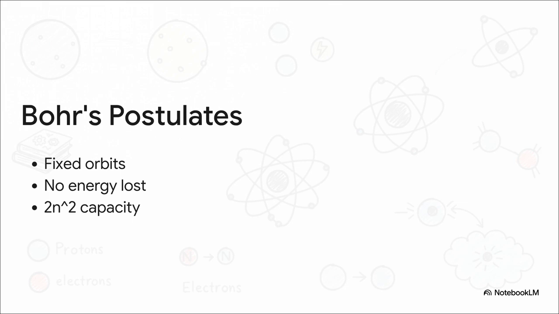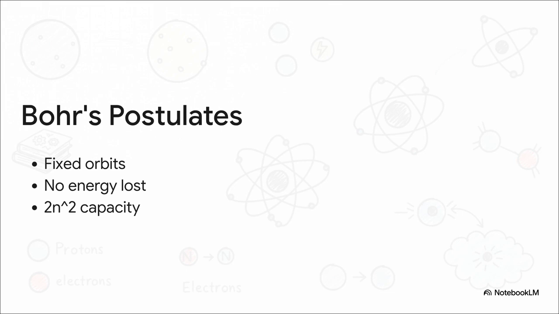Bohr basically laid down a new quantum rule. As long as an electron stays in its assigned lane, it simply does not radiate or lose energy. So no spiraling and no collapsing. He also gave us the mathematical rule for exactly how many electrons can fit in each shell, the 2n² formula. If n is the shell number, you can calculate the exact maximum capacity.